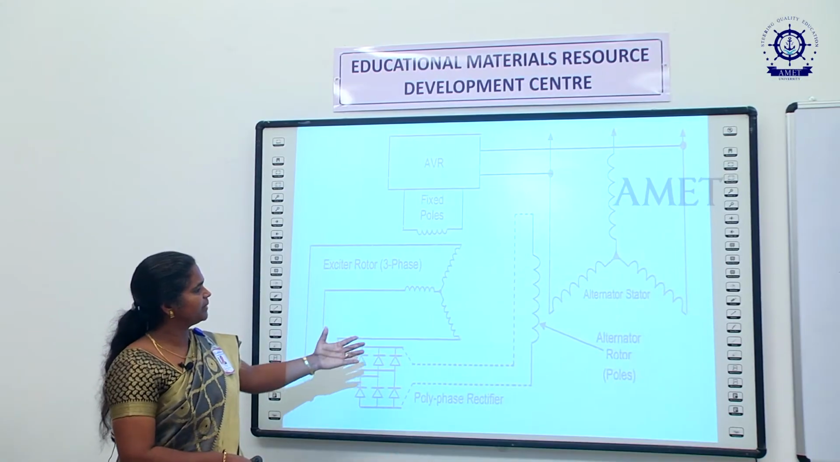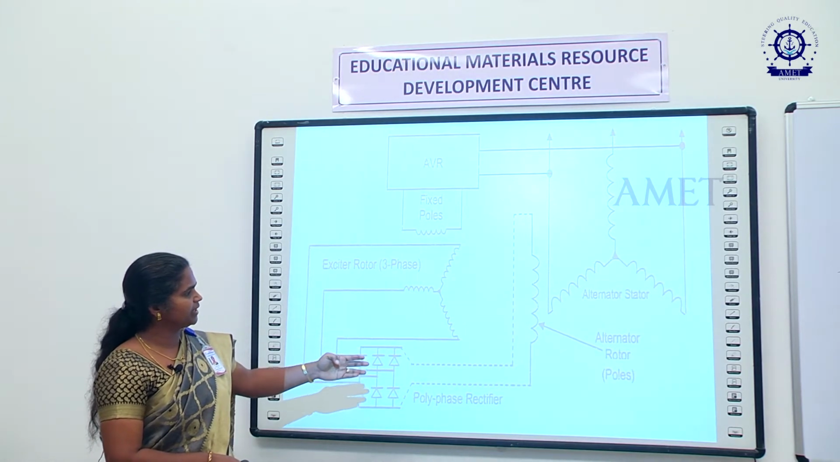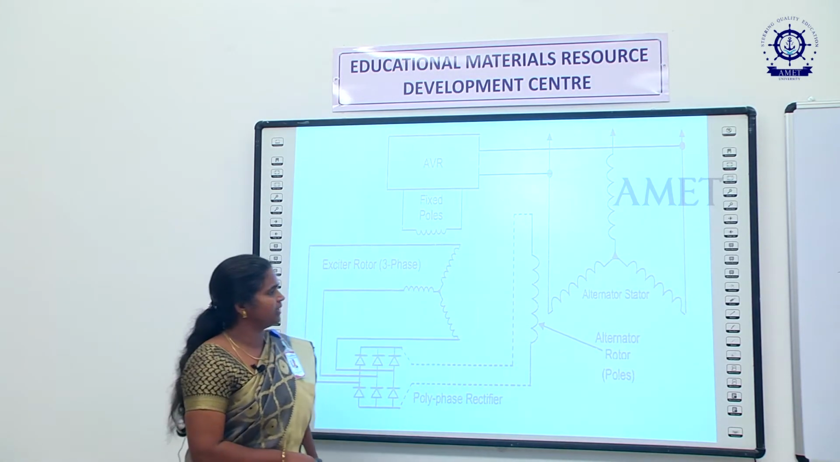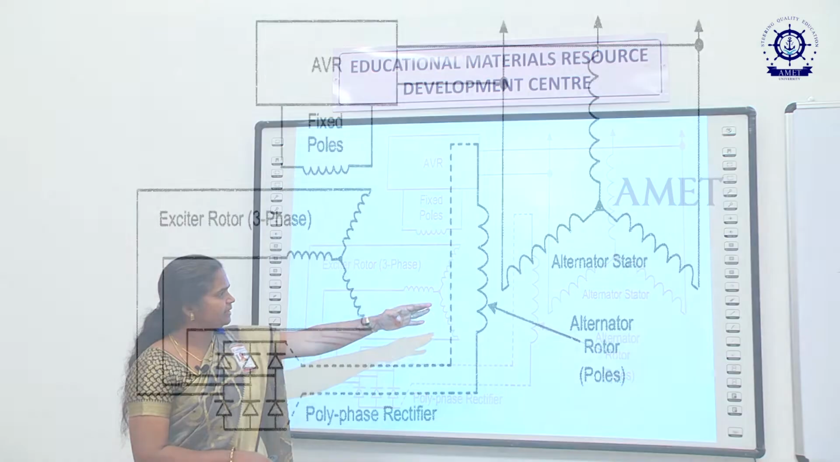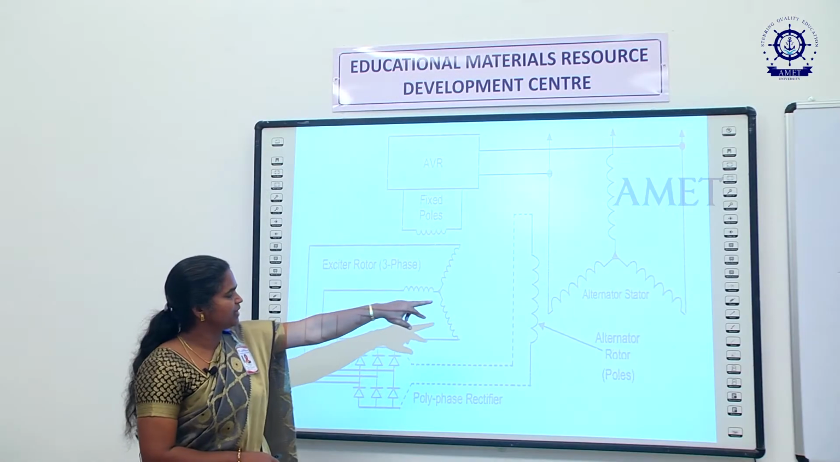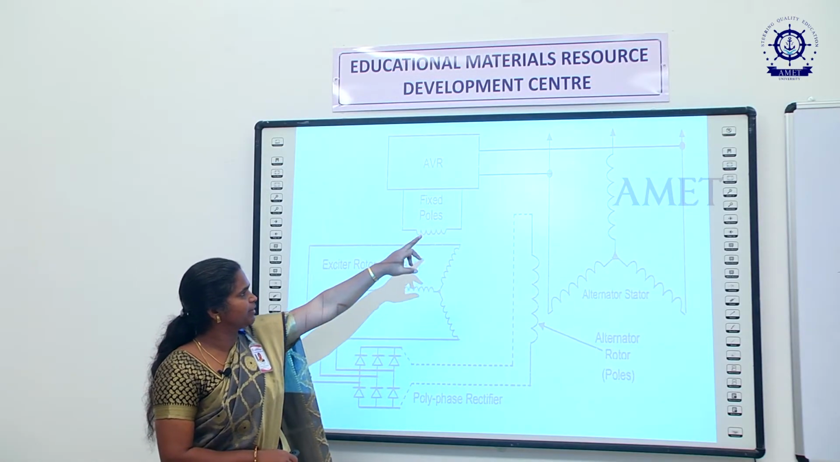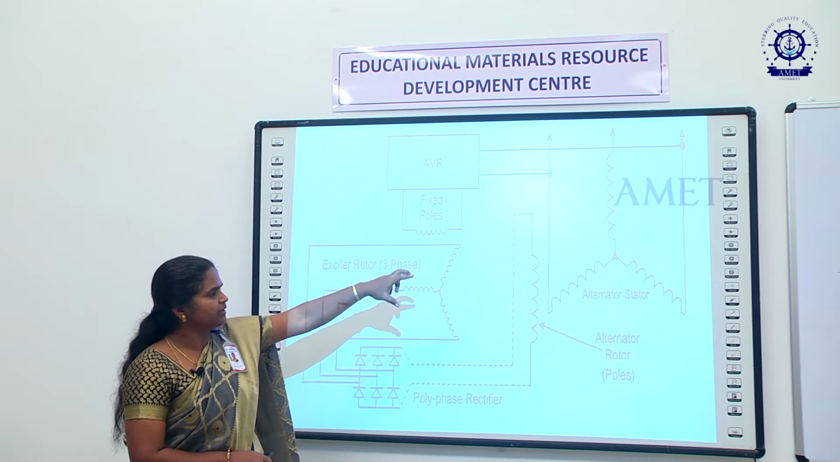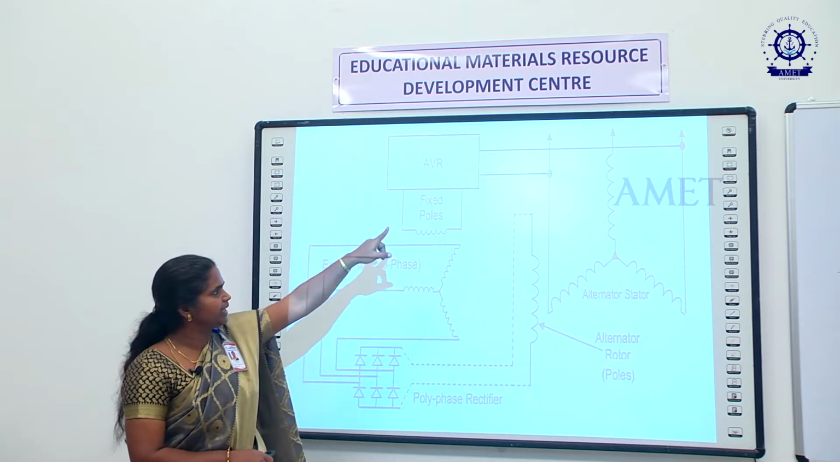This is the diagram of the brushless alternator. On the right-hand side, we have the main alternator. The main alternator rotor is supplied from this exciter, the small alternator. Here the stator winding will be connected to the bus bar. In the stator winding, a 3-phase supply will be generated, and it will be connected to the bus bar.